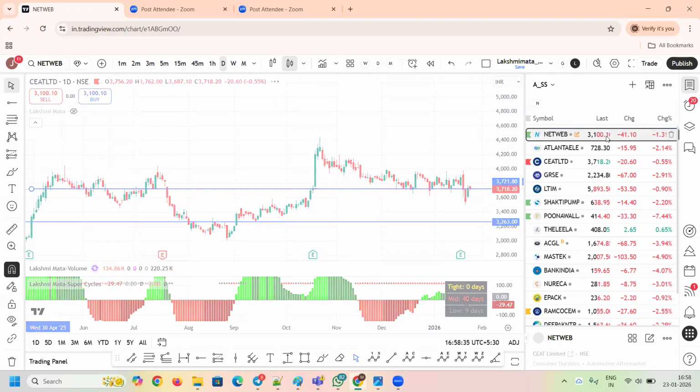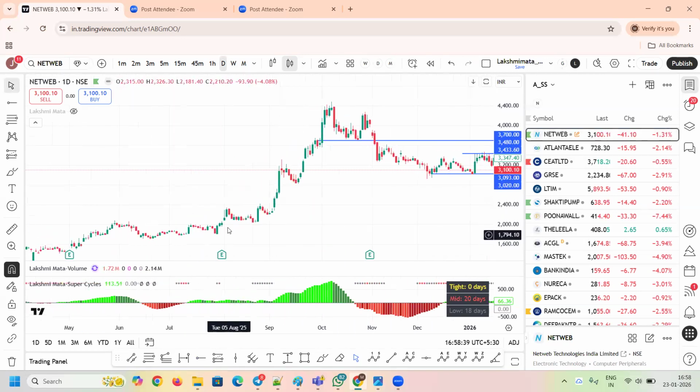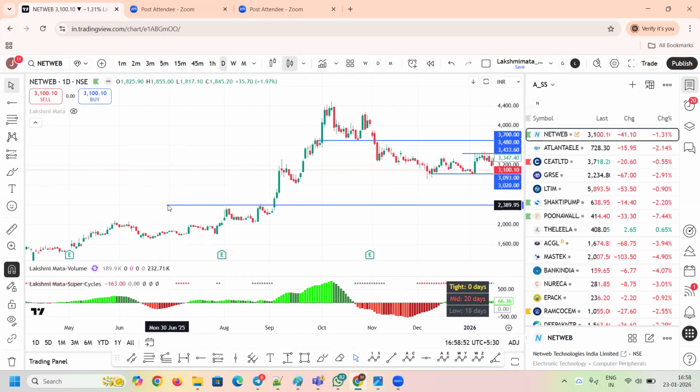If you see this net web, I know I'm taking this example, but see this point, even here, this is a support and resistance line, correct? See now how it moved beautifully till up after it crossed this support resistance line. It had moved from 2,400 to 3,005, almost 600 rupees, right? 600 rupees it moved up. That is where we need to be very clear.